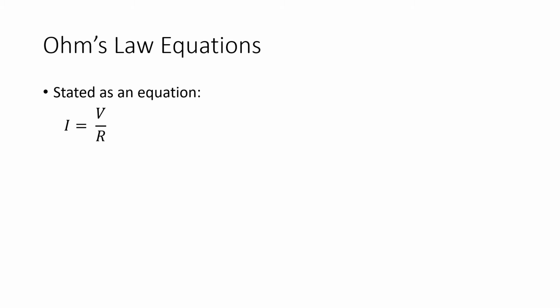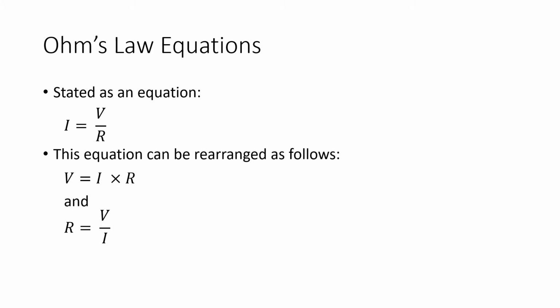I, the symbol for current, V, the symbol for voltage or potential difference, and R, the symbol for resistance. Now, this is the fundamental equation that describes Ohm's Law. And this equation can be rearranged to state V equals I times R and R equals V over I. Let's look at some examples.